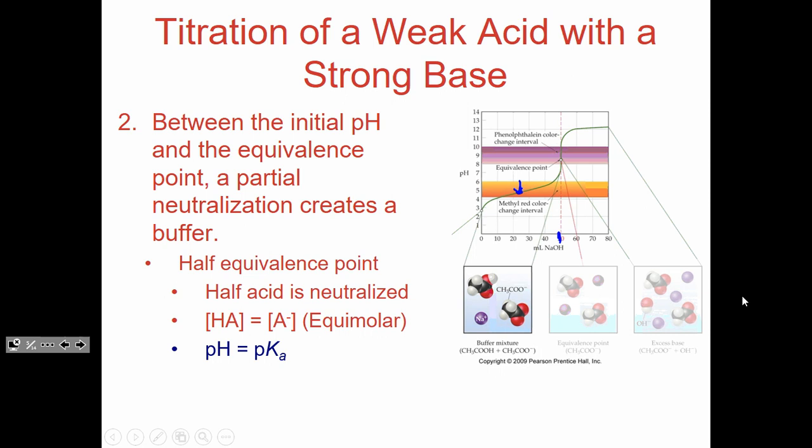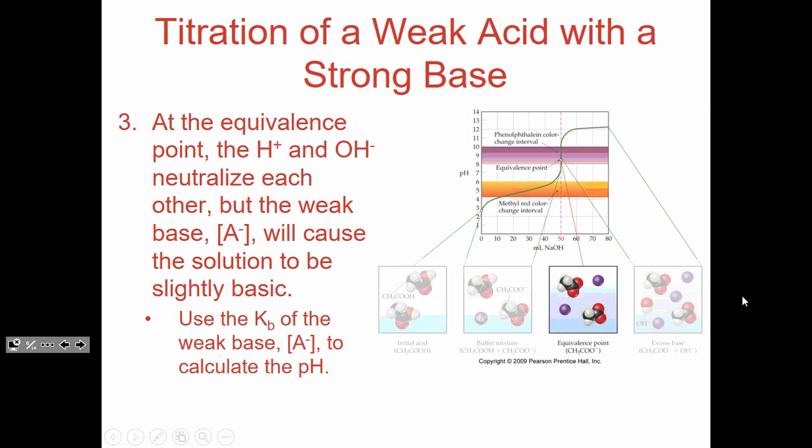So make sure you know the significance of the half equivalence point in the initial part of our titration here as we start to neutralize the acid. Now, once we have equal amounts of H plus and OH minus, and they've perfectly neutralized each other, in this case, we don't have all spectator ions. We have an active conjugate base that is in the water solution, and that's going to cause the solution here to be slightly basic. So at this point, if we want to calculate the pH, we're going to use the Kb of the conjugate base.